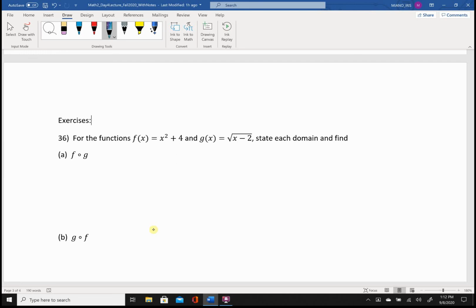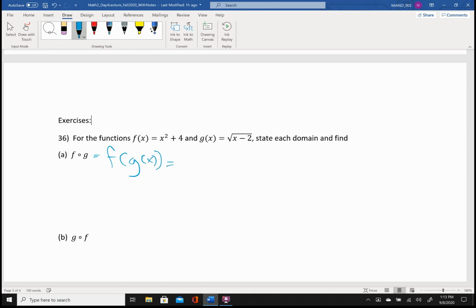So we have these two functions. f of x is x squared plus 4. g of x is the square root of x minus 2. So if we have f composed with g, that's going to be f with g of x inside of it.